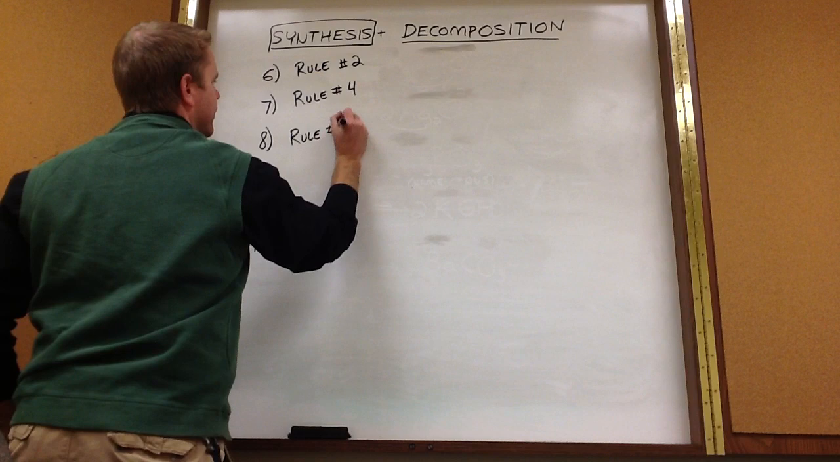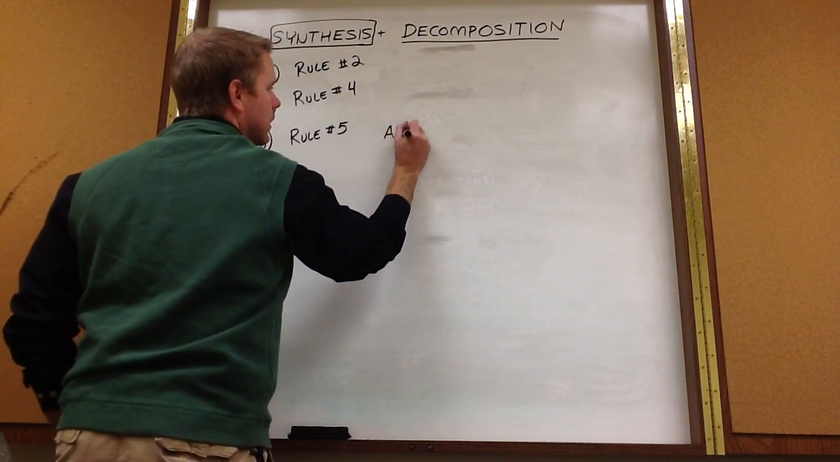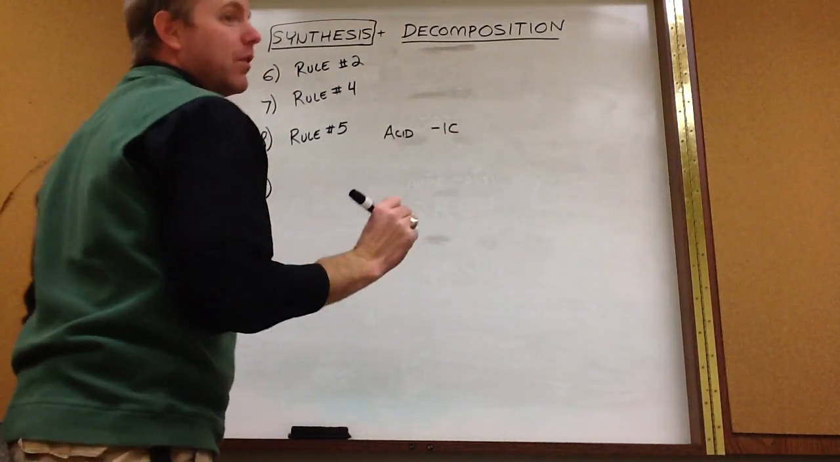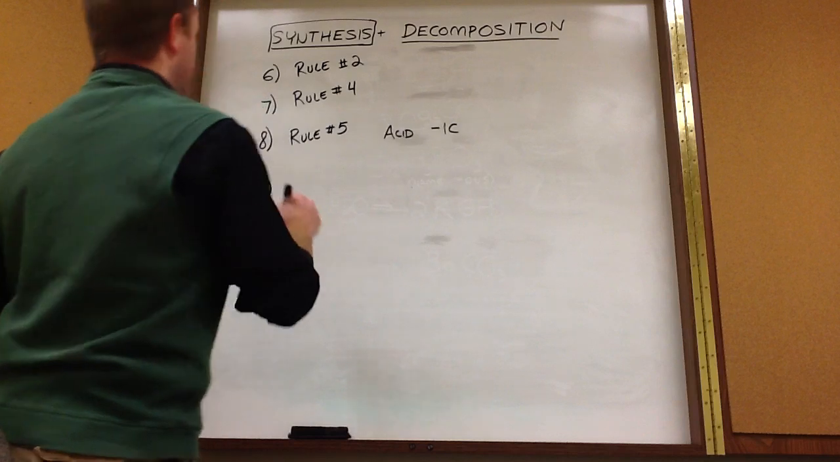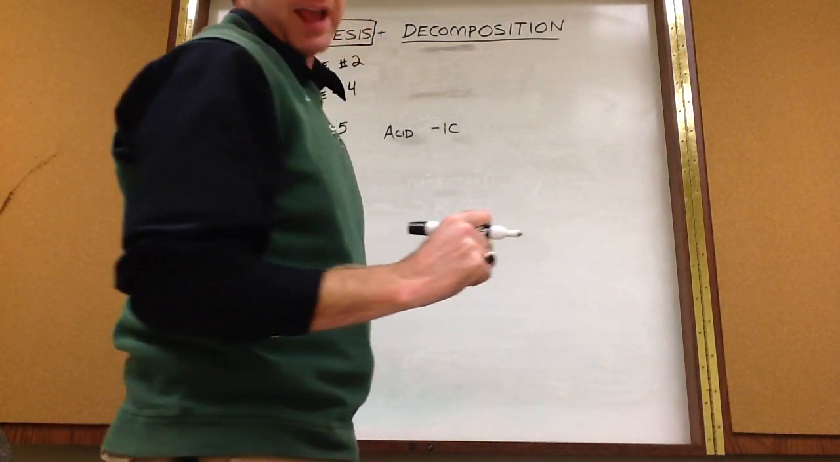So it's rule number 5. And remember, the acid here is going to end in -ic, meaning something comes from an 8. But number 9 is brand new. We haven't covered this rule yet, so I do want to do number 9 with you.